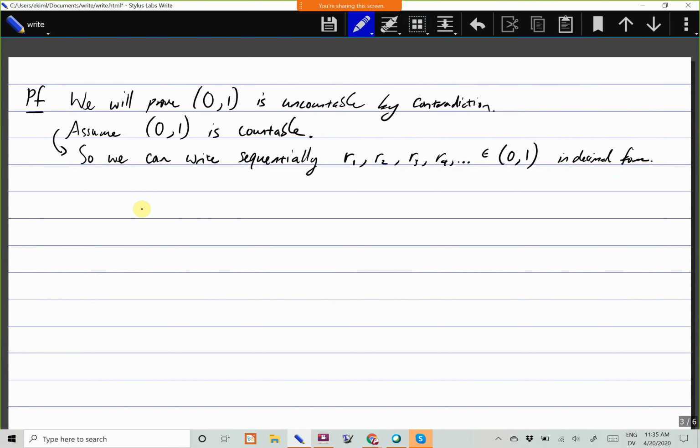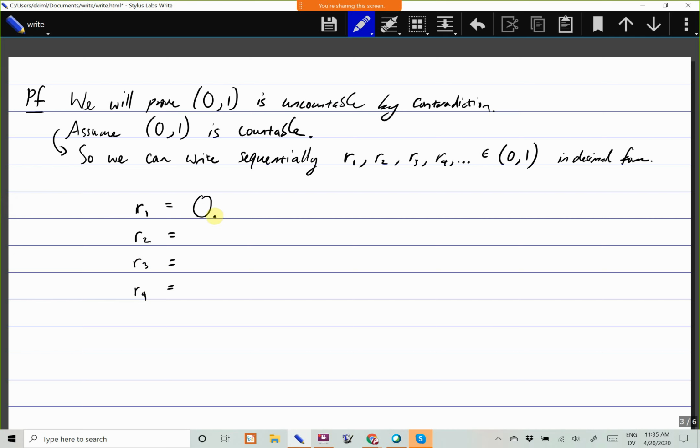What I'd like to do then is, here's my first real number, R sub 1. Here's my next real number, R sub 2. Here's my next real number, R sub 3. There's another real number, R sub 4, and so on. And what I'd like to do is, each of these numbers, if they're real numbers between 0 and 1, we can write them as a decimal expansion.